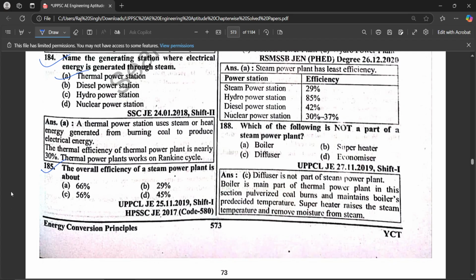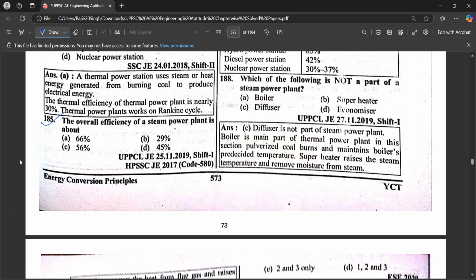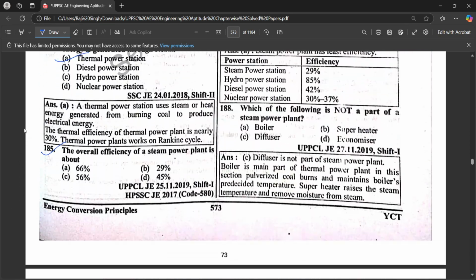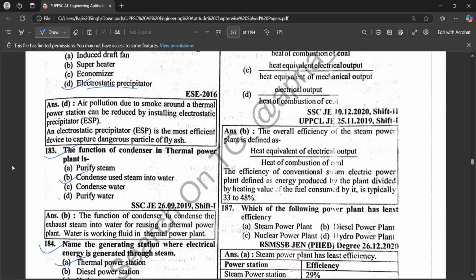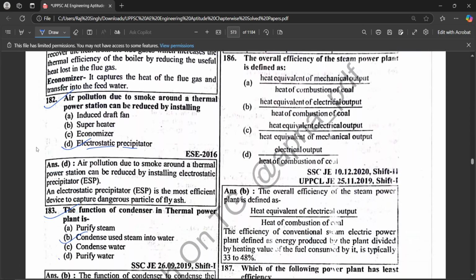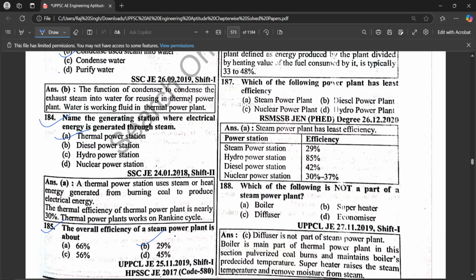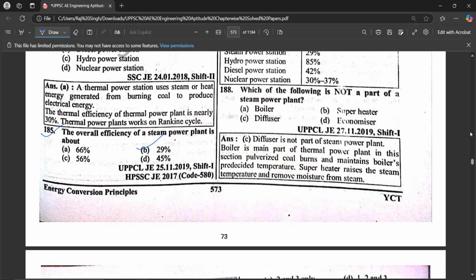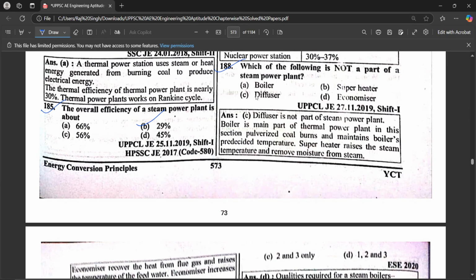The overall efficiency of a steam power plant is about 29%, option B. The overall efficiency of a steam power plant is defined as the heat equivalent of the electrical output divided by the heat of combustion of coal. Which of the following power plants has the least efficiency? Steam power plant. Which of the following is not a part of a steam power plant? A diffuser.